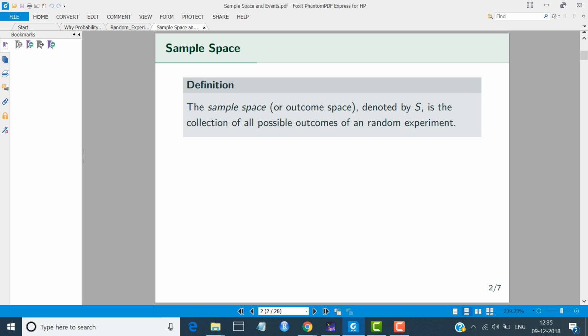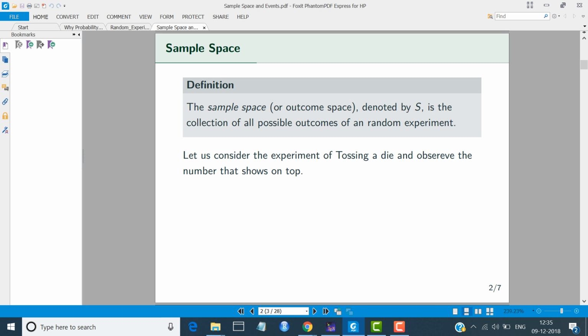The sample space, also called the outcome space, is the collection of all possible outcomes of a random experiment. Last time we discussed random experiments, and the sample space is all the possible outcomes of that random experiment.